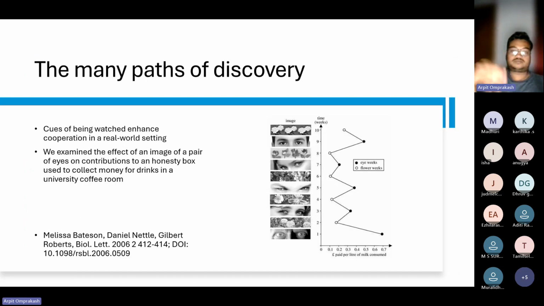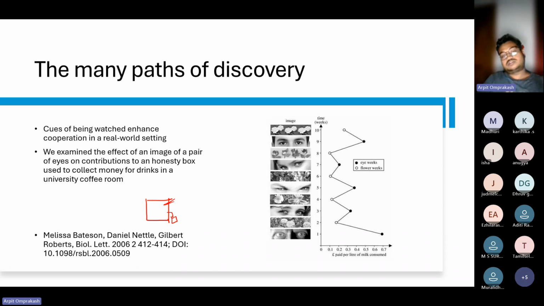Then in another study, what they did is they put up a setup in a university coffee room. They have a coffee machine which gives out free coffee, and on top of that they had written something like, pay whatever you want, or pay for coffee, but there's no one present in that area looking at you.